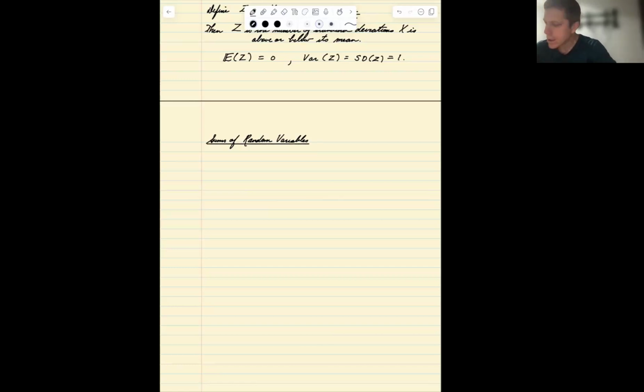Okay. So suppose we have two different random variables defined on the same probability space. So they're both random variables in the same sample space. We're going to define S to be their sum.